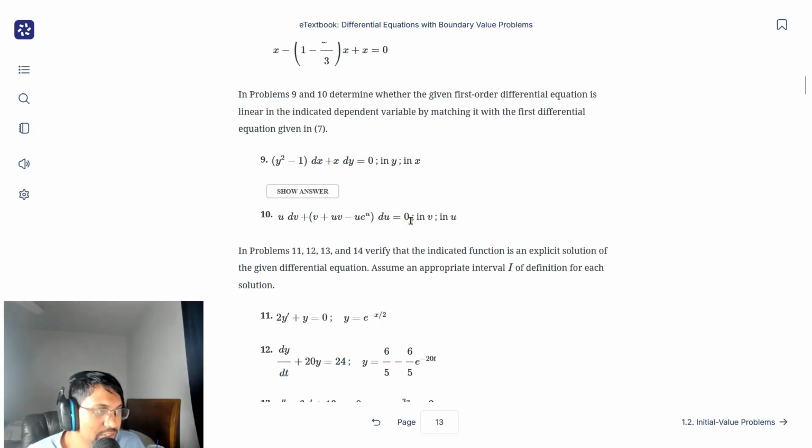So we said that this is linear in terms of v, but then of course going to in terms of u, we see that this right here already is a big problem. And then when you add to the fact that this is actually being multiplied by du, then of course we would say that this is nonlinear in terms of u. It's really as simple as that.